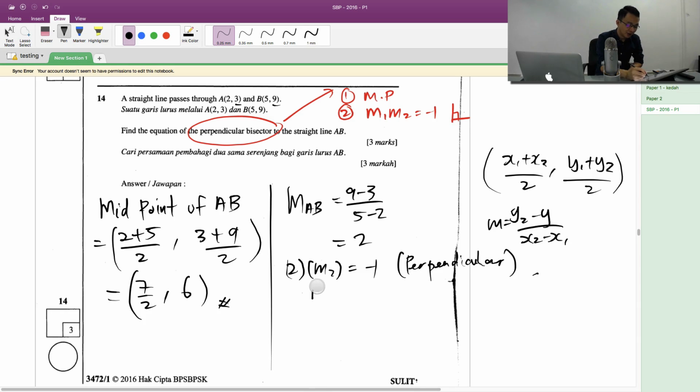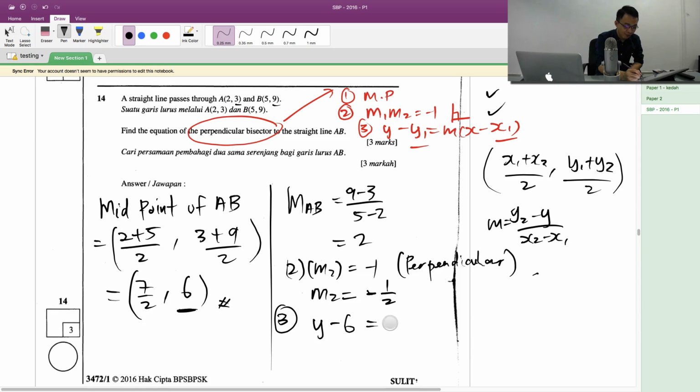Okay, so I know my second gradient is negative 1 over 2. Now I have both already. So what is the third thing? Form the equation using y minus y1 equals m times x minus x1. The purpose of using this is that you want to form the equation, then you just sub your coordinates into the y1 and x1. So I go into the third step, which is y minus my y coordinate, which is 6, equals m, which is negative half, times x minus my x coordinate, which is 7 over 2.